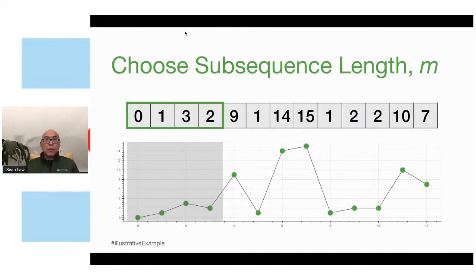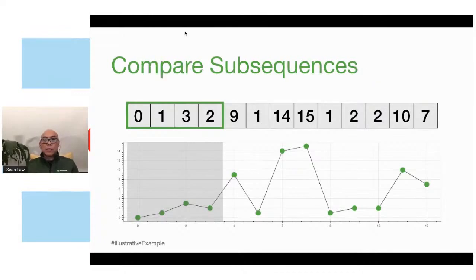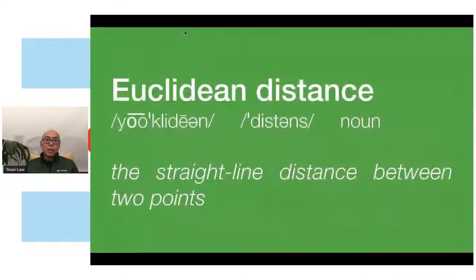Now that we understand what m is, how do we compare subsequences? Let's say, how do I compare this green subsequence with this one over here on the right, shown in blue? How might we compare them? To do this, one of the most intuitive and simple approaches is to compute something called a Euclidean distance. And the definition of a Euclidean distance is the straight line distance between 2 points.